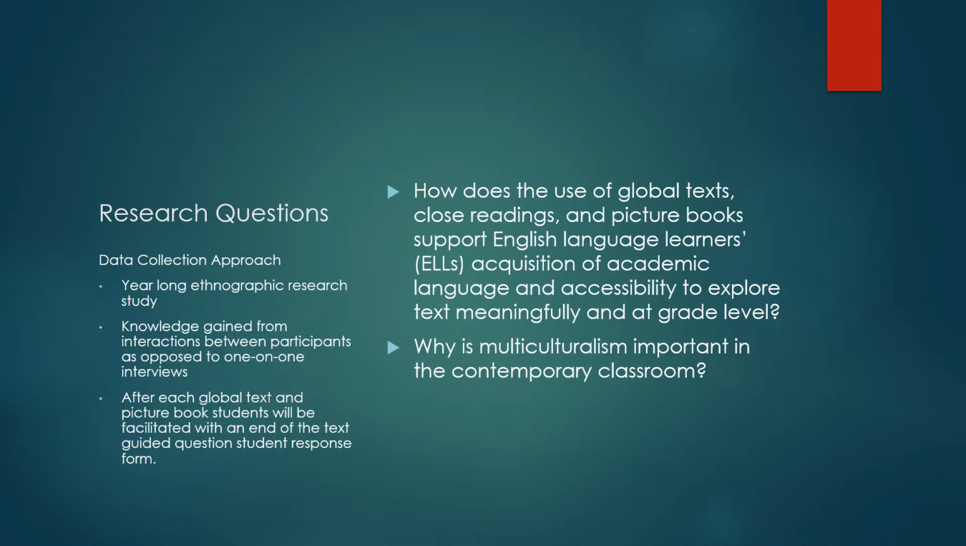And how the data collection process goes along with these questions is that by doing a year-long ethnographic study and by recording various interactions between students, one-to-one workings with peers, working with teachers, and by using specific text-guided question student response forms, over the course of a year, we can look at these students, specifically our English language learners, and see if these specific strategies help them acquire academic language at a higher or faster rate than their peers who are not using these strategies. And that is the main premise of this research and the question we're looking at and how we go about solving this question.